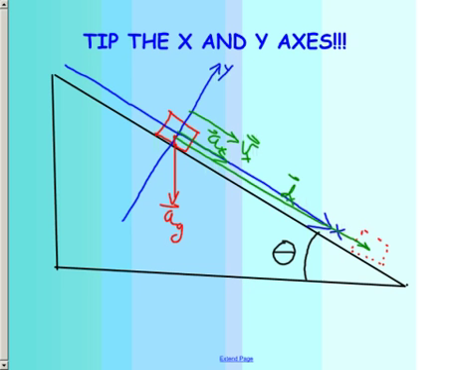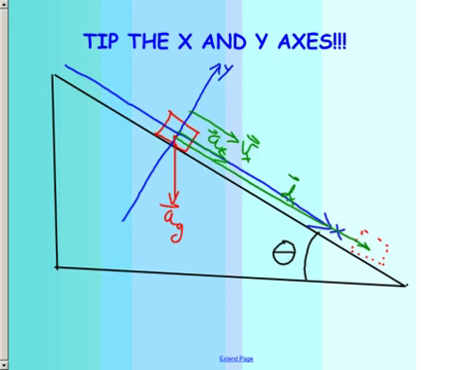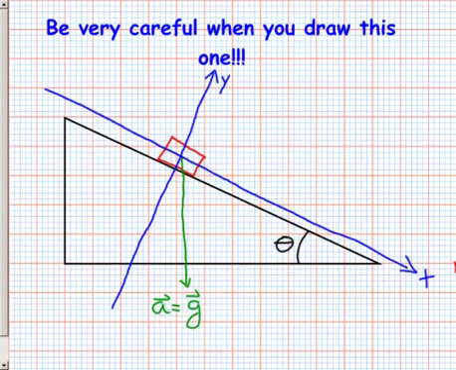Now, we're going to do a big, bad, nasty drawing next. What I want you to do is copy this drawing down very, very carefully. First of all, draw what's in black. Draw our ramp. Now, be careful. Do not draw theta at about 45 degrees. Make theta smaller than 45.